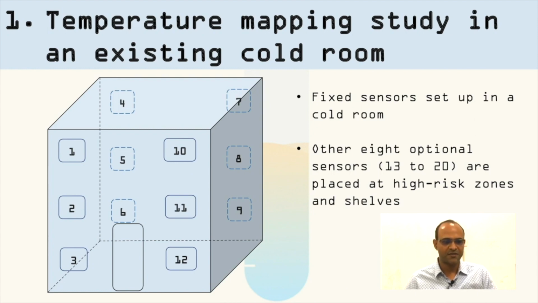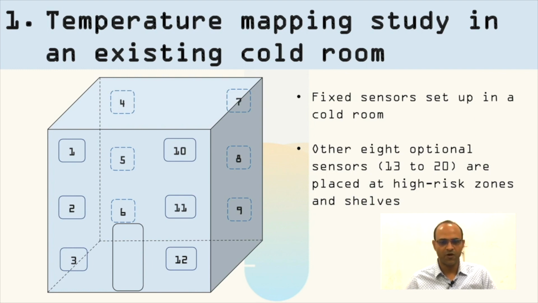So these are the 10 sensors: 1, 2, 3 placed at the front end, followed by 10, 11, 12 which is on the front end of the cold room. 4, 5, 6 they are placed at the rear side of the cold room. Similarly 7, 8, 9 they are placed on the rear right hand side. So if the total configuration is made, 12 sensors are placed.